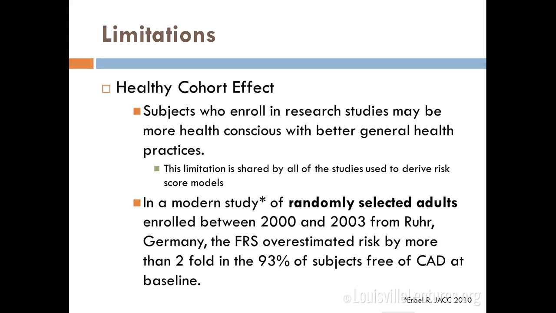Any evidence against that? Well, we did find this study in Germany where subjects were not asked if they wanted to be in the research study. So no selection bias here. They enrolled patients in 2000 and 2003. They were randomly selected by this study, and they found a very interesting result. They also found that the Framingham risk score overestimated risk by more than twofold in the 93% of randomly selected subjects that didn't have any baseline cardiovascular disease. So the population for which we're trying to risk predict.